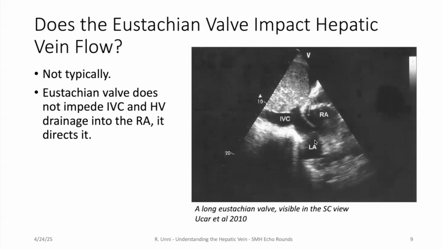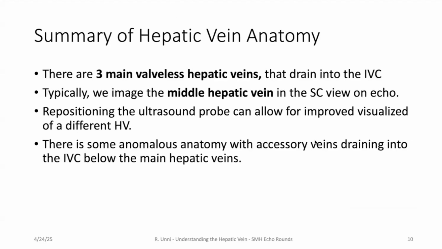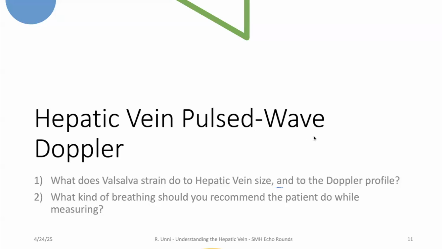It doesn't impede it. So in summary, the anatomy that you should know: there are 3 main veins that drain to the IVC, and we're typically looking at either the middle or the left in the subcostal view. Okay, so now let's move on to pulse wave Doppler.